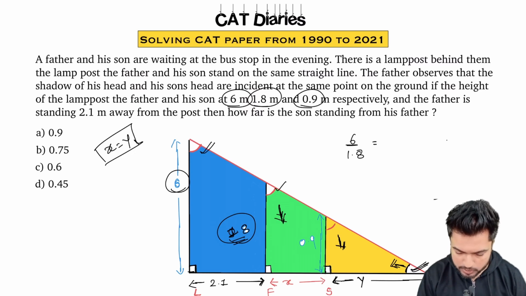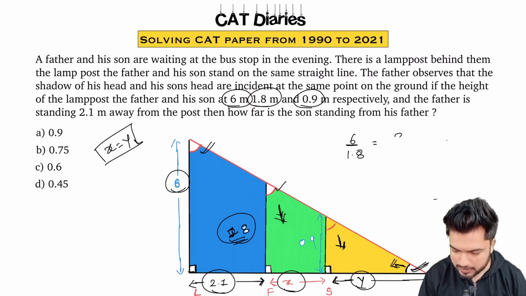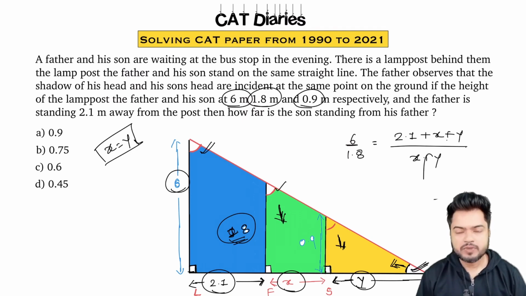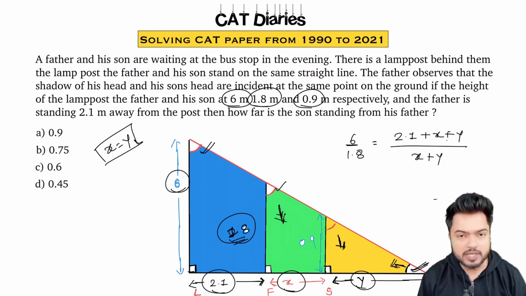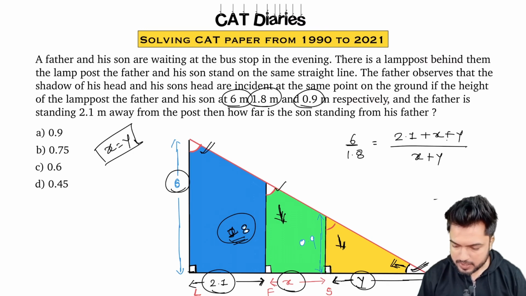So the side opposite to this is this entire thing, 2.1 plus x plus y. So I'll write it here, 2.1 plus x plus y. The entire thing is being divided by x plus y. That is what I get from this part. Now what do I know? I know that x is equal to y. That is something that I know from the first part only. So substitute it here then. I need to find out x, so put y as x.